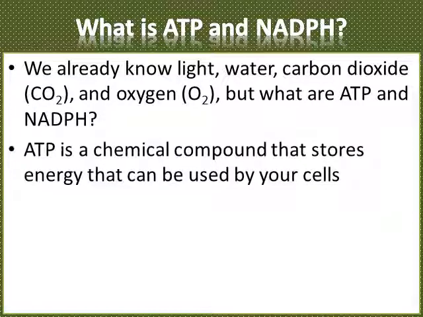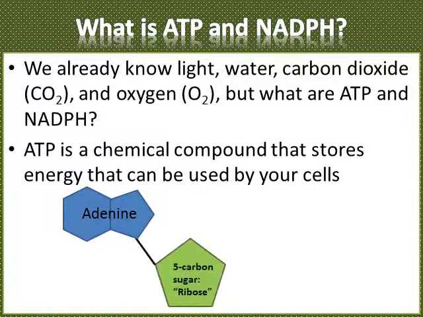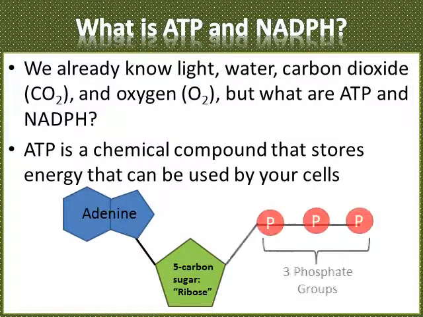Okay, ATP, or adenosine triphosphate, is what your cells use for energy. Okay, so ATP is a chemical compound. It's made of an adenine, a 5-carbon sugar, which is called ribose, and 3 phosphate groups. Okay, this is why adenosine triphosphate is named like that. It has 3, which is tri-phosphates. Okay, adenosine triphosphates.